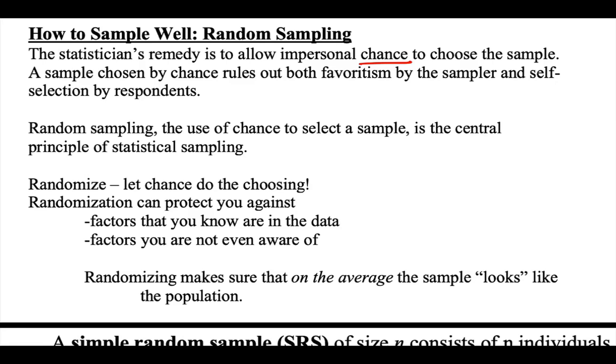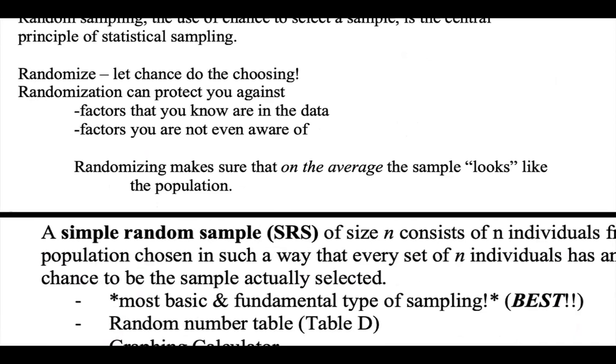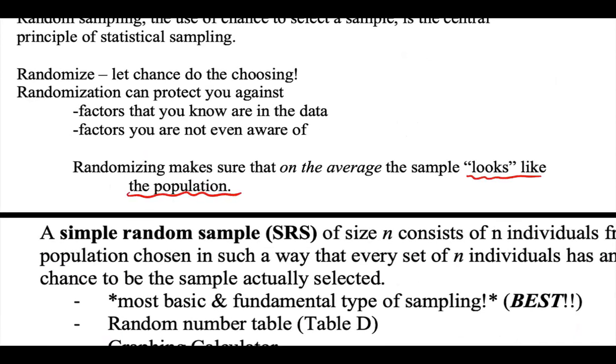Randomizing makes sure that on the average, the sample looks like the population. There we go, right there. Looks like the population. That's what we want it to do. We want our sample to look like the population. And if you do correct randomization, it will look like the population if you do it the correct way.